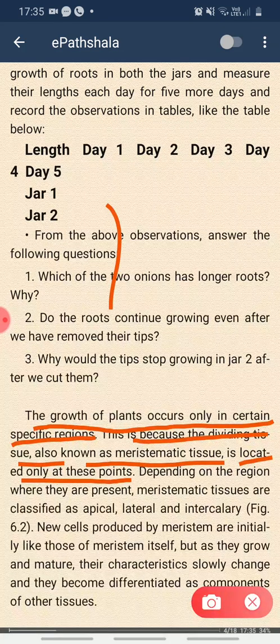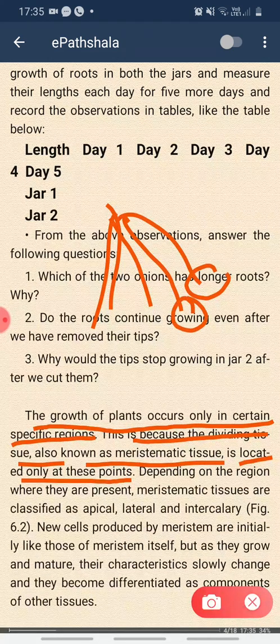So what does it mean? Suppose these are the roots of the onion. At the tip there are some cells which we call meristem cells or meristematic cells. They keep on dividing, their work is to divide. When these cells do this work together, we can call them a tissue, a group of cells doing the function of cell division, increasing the growth or the length of the root. That is their function.